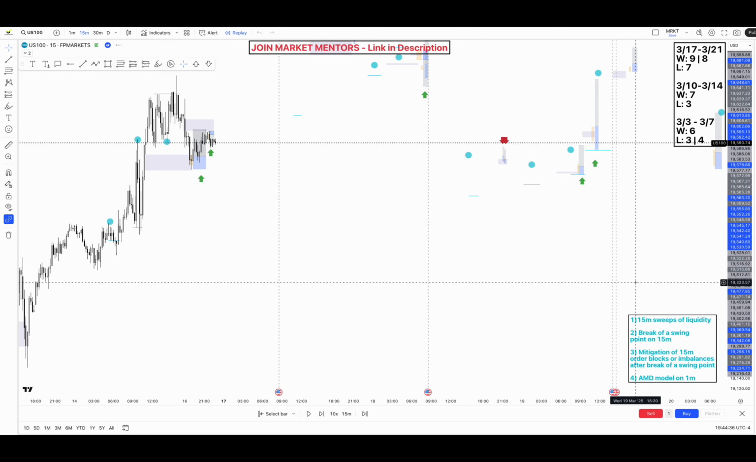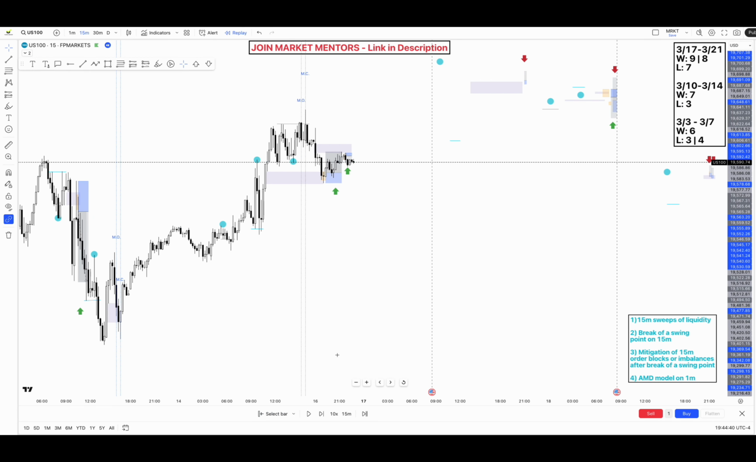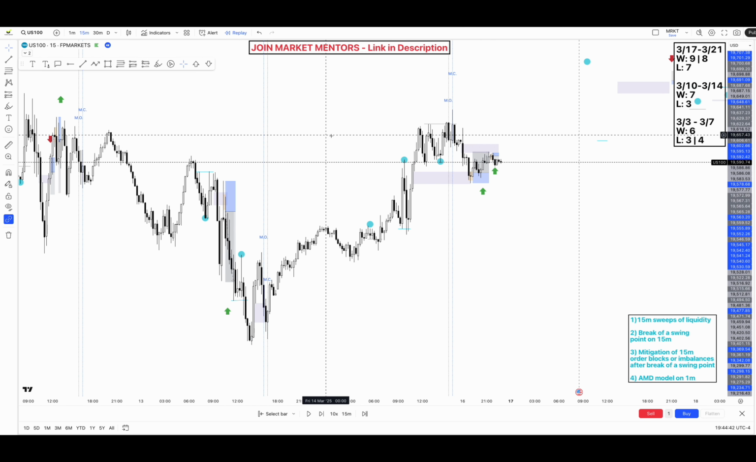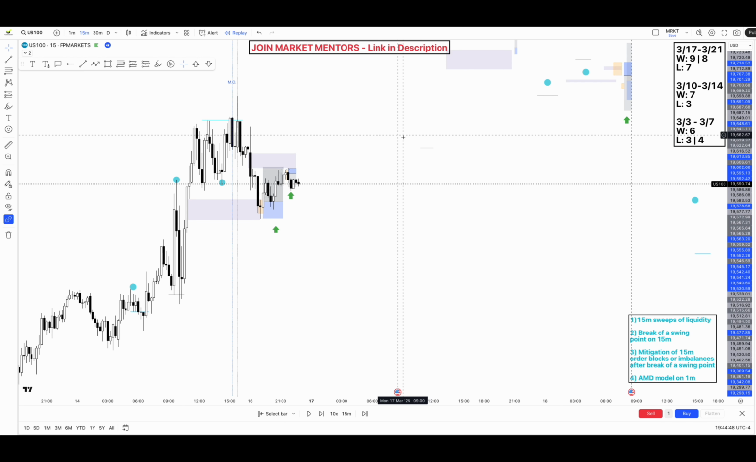My steps here for why I took each trade is right here. And let's get right into it. I did backtest a few more weeks. Backtested 3 weeks yesterday. So just going to do this most recent week from March 17th through March 21st.